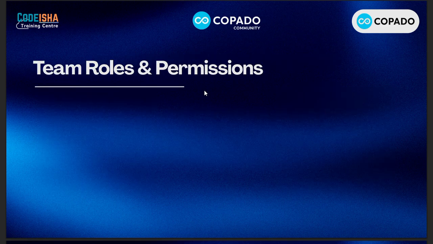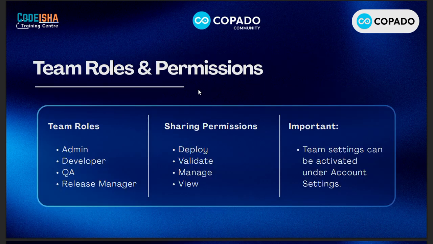And the final one, team roles and permissions. When you are using Copado, you also have the roles and permissions feature. Roles are admin, developer, QA and release manager. And here are the permissions for those team roles: deploy, validate, manage and view. And the important point here is that team settings can be activated under the account settings. So up to here, everything okay, right?